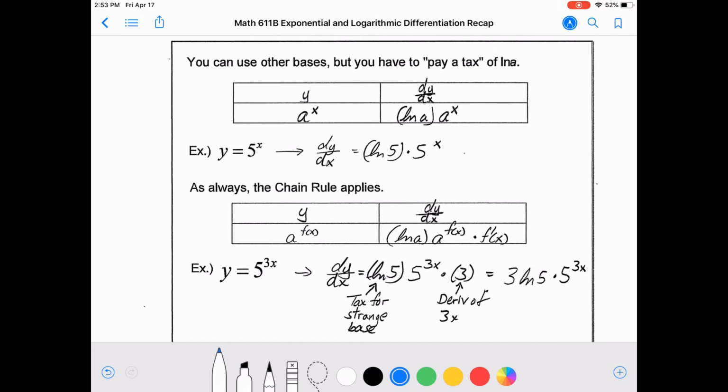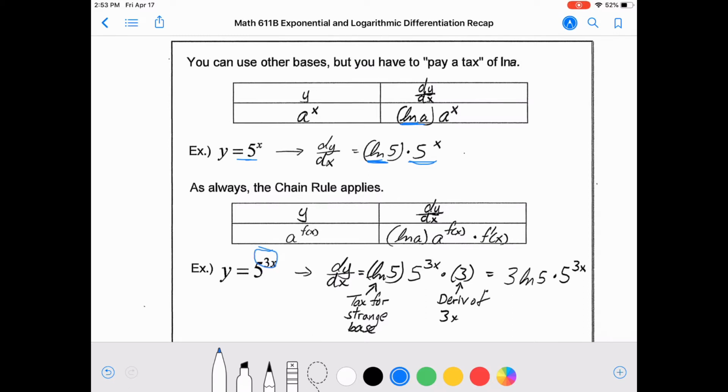We can use other bases as well, but notice if you have a to the x, where a is not going to be e, then you have to throw in an extra tax of ln a. So if we have 5 to the x, it still becomes 5 to the x, and pay your tax of ln 5. Chain rule still applies, so 5 to the 3x has an inner part of 3x.